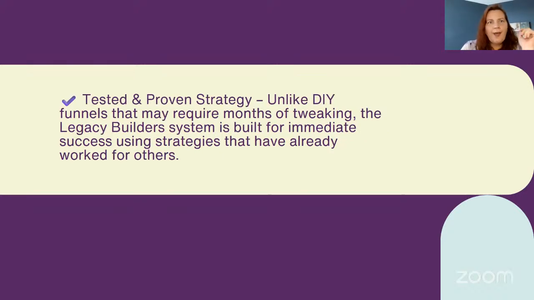It's a tested and proven strategy. There's 49,000 people already in the digital growth community. So it's been a proven system. Unlike doing it yourself that requires months of tweaking, the Legacy Builder system is built for immediate success using strategies that have already worked for others.